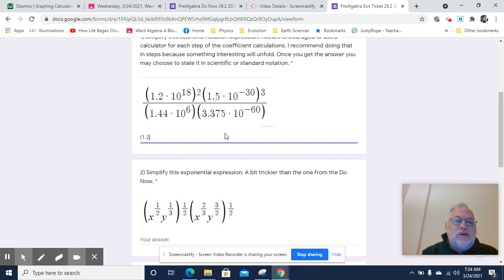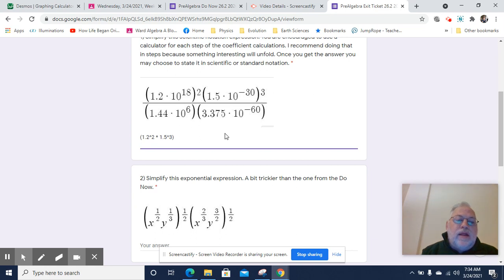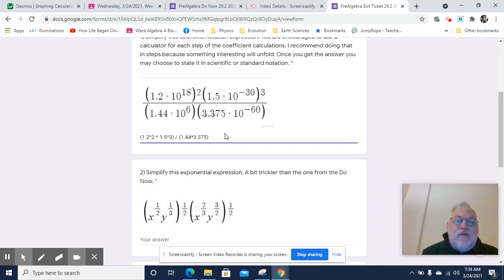So I'm going to say 1.2 to the second times 1.5 to the third. And I'll have 1.44 times 3.375. Okay, I'm just going to put that in parentheses as well. Actually, move that back because that is divided by that. And then over here, I'll have my powers. I'll have 10 to the 18 times 2 times 10 to the negative 30 times 3. That's all over 10 to the 6th times 10 to the negative 60.